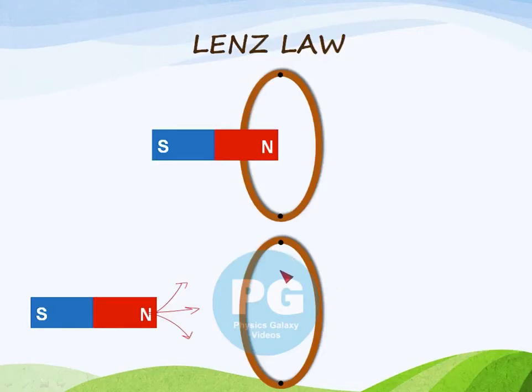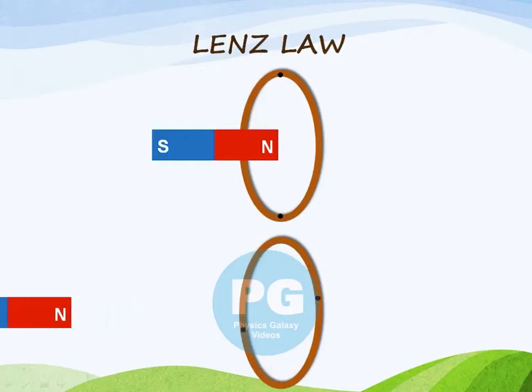So, what happens is, this loop will try to maintain the magnetic flux through it. The direction of magnetic field that would be produced by this coil will also be in this direction. Now, to produce this induced EMF, the induced current must be in clockwise direction, as seen from the magnet side.